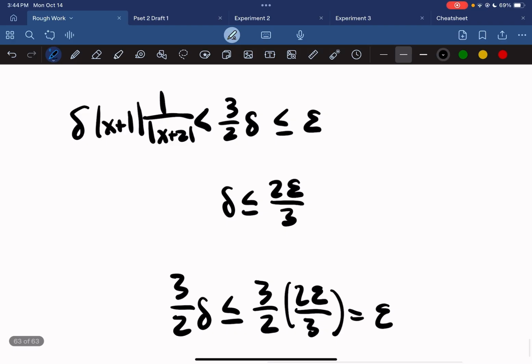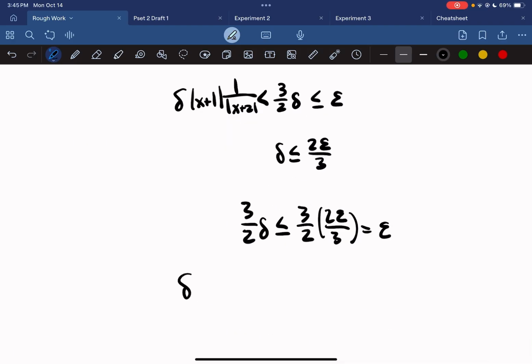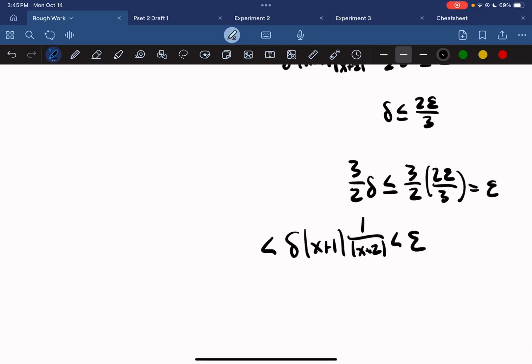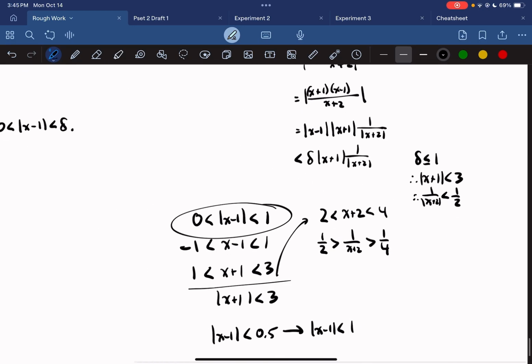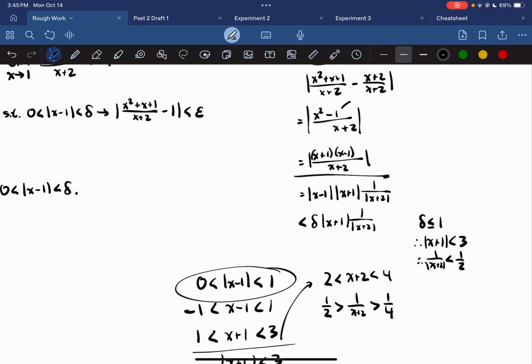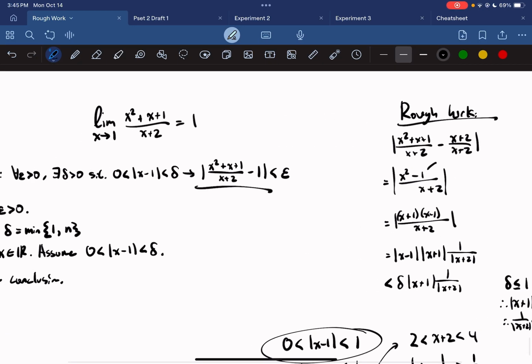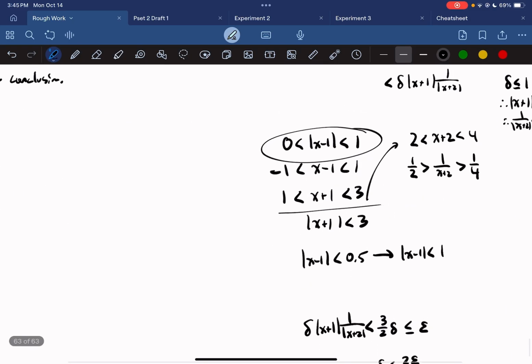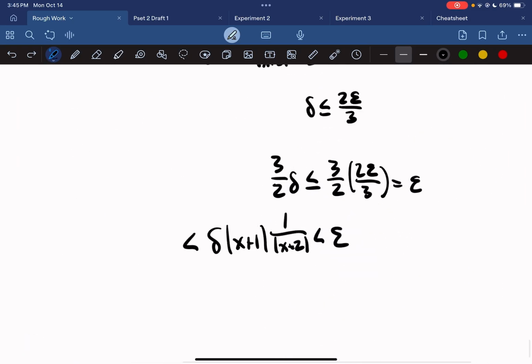So now we've proven this, right? And that means we've proven that delta times the absolute value of x plus 1 times the reciprocal of x plus 2 is all less than epsilon. And we know this is all greater than our original statement here, which we can finally see is equal to our conclusion. So we've seen that with our rough work, we have proven this.